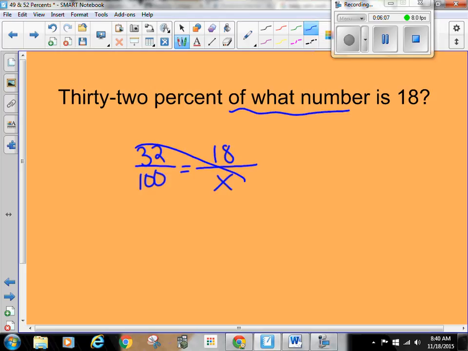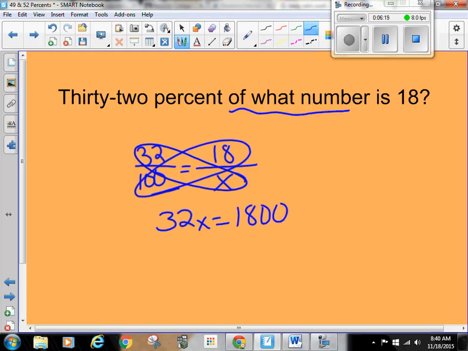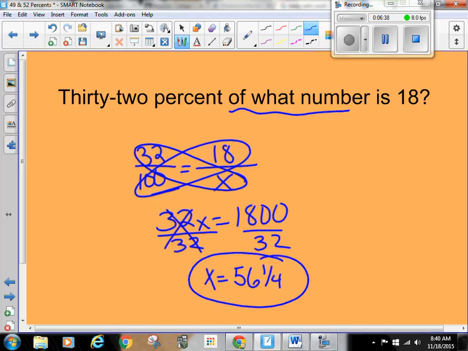All right, so cross multiply 32 times x. Go ahead and multiply your 100 times your 18. We get 1,800. We're going to isolate our x by dividing by 32 on both sides. 1,800 divided by 32. We end up with 56 and 1/4, or 56.25 for this one.